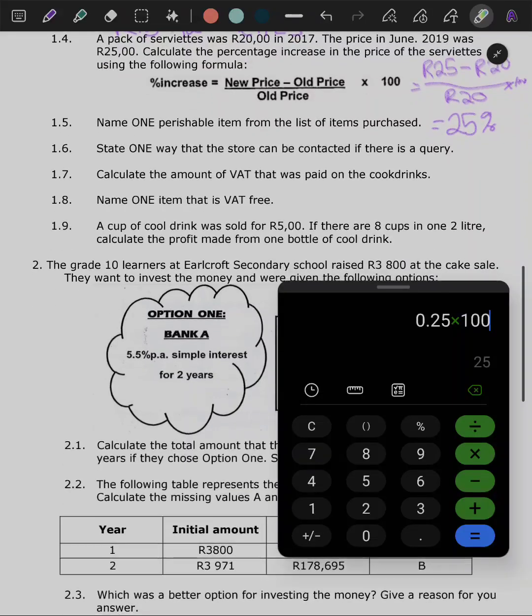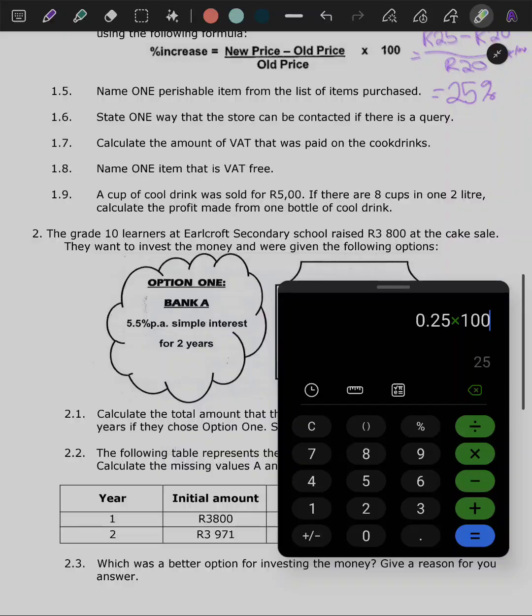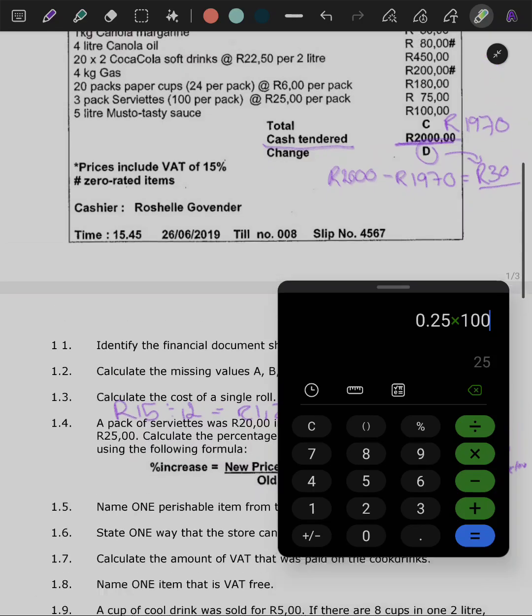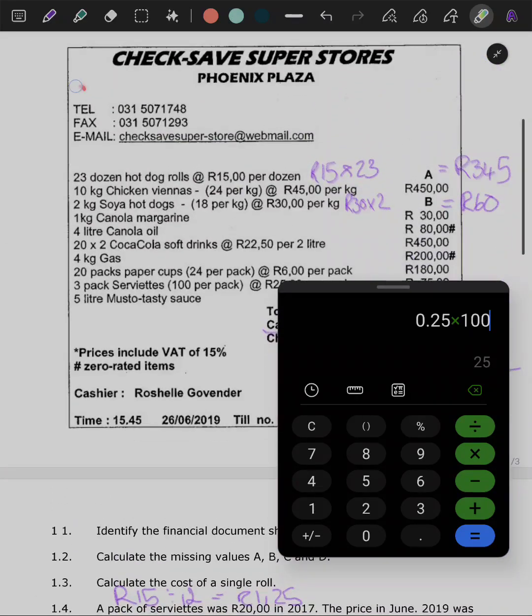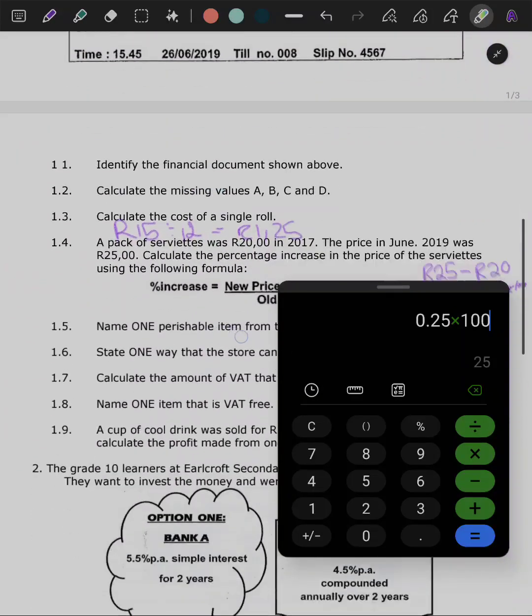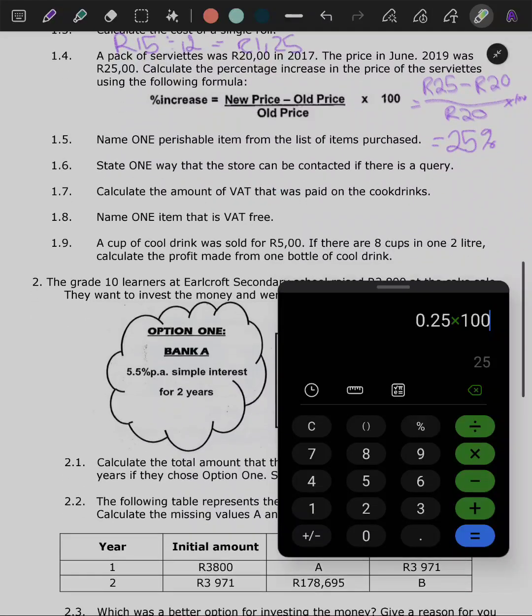Okay. Then they ask us 1.6, state one way that the store can be contacted if there's a query. So if I look at my till slip, how can we contact the store? Well, they give us all of the options over here. Now these can be in different places depending on the till slip. Sometimes at the top, sometimes at the bottom. In this case, they're all at the top. So you could have said telephone, fax, or email. Any of those three would have been fine. Okay, and you just have to list one of them because they say one way.